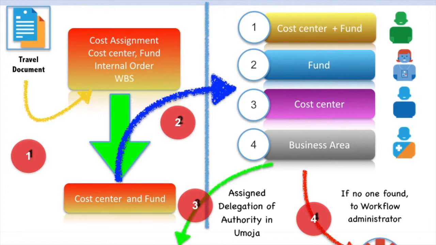If it is not found, it will go to the workflow administrator, and the workflow administrator is a person who does not have the authority to approve but can just collect the document, and eventually on correction of the proper mapping, he will be responsible for getting the data back to the respective agents who have the right delegation of authority configured in the system.